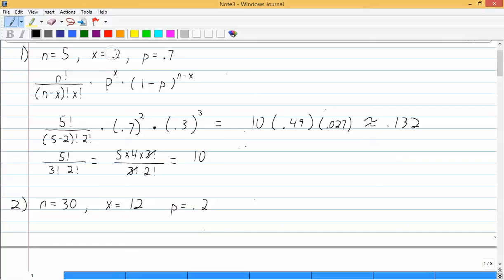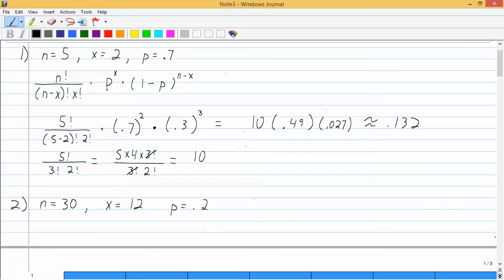The x equals 2. So there were 5 trials run, and the probability of a successful trial, whatever it may be, is 0.7. And so we're figuring out the probability of exactly 2 successes out of 5 trials.